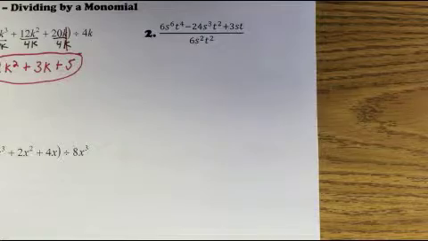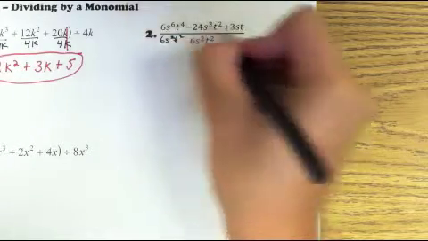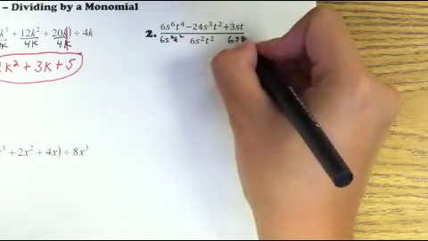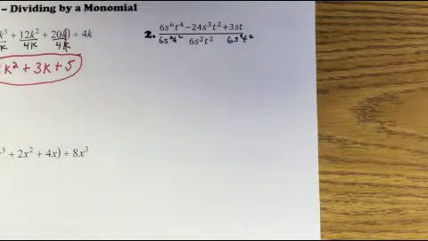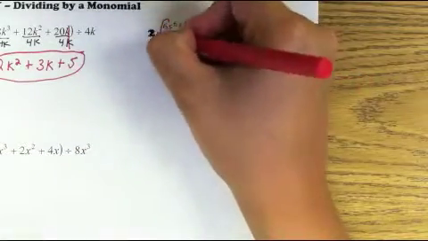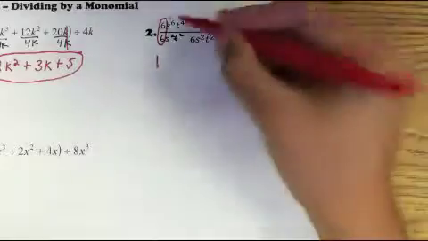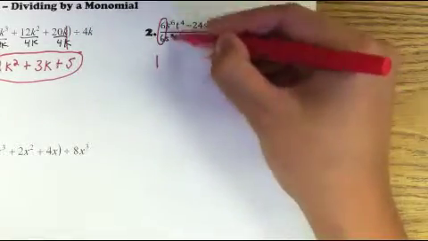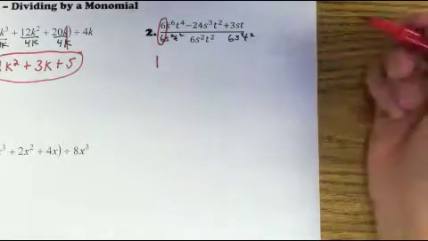Number 2, I rewrite it again. Since there's a lot going on, I'm going to make sure that I keep everything consistent. All right, let's take a look step by step. First term, 6 divided by 6. Large numbers always get taken care of first. I get a 1. Okay, S^6 minus S^2. Since we're dividing, we subtract. I get S to the 4th power, and the bigger one is at the top.